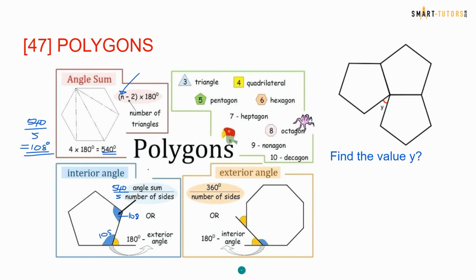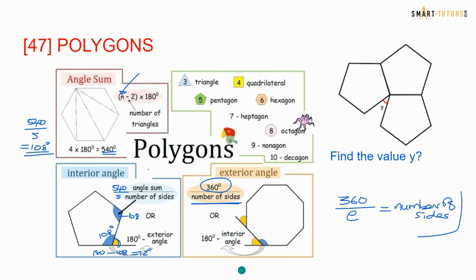Now, if you know the 108 as an interior angle, to get the exterior angle, take it away from 180. 180 take away 108 is 72 degrees. That is the outside angle, 72 degrees. For any polygon, all the exterior angles add up to 360. 360 divided by the number of sides gives one exterior angle, or if you have 360 divided by one exterior angle, that gives the number of sides, if it is a regular polygon.